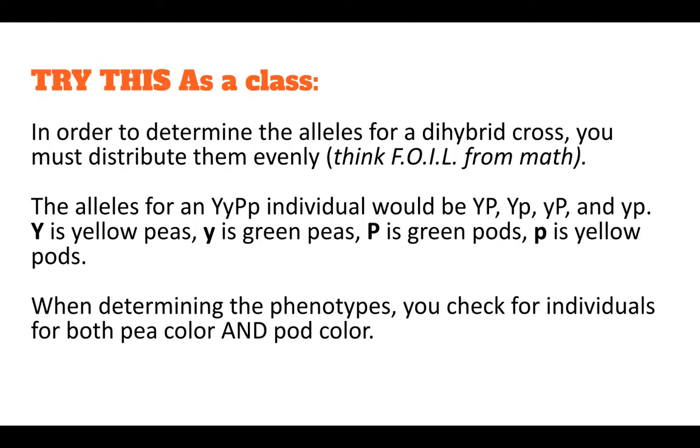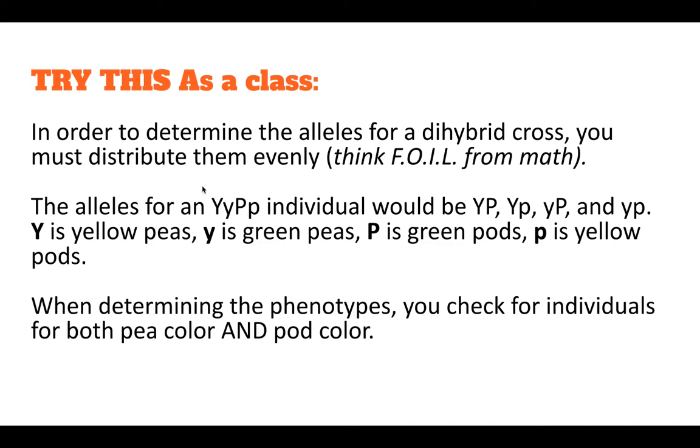So as a class, we're going to go through this. In order to determine the alleles for a dihybrid cross, you must distribute them evenly. Think FOIL from math, okay? That was an algebra class. The alleles for big Y, big P, little p individuals would be big Y, big P, big Y, little p, little y, big P, and little y, little p.